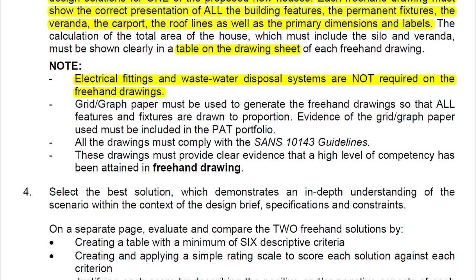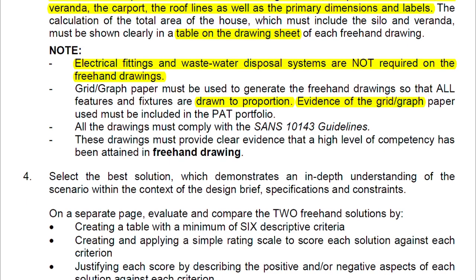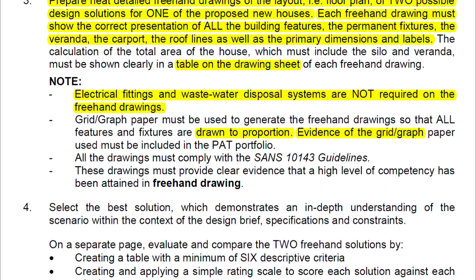Grid graph paper must be used to generate the freehand drawing so that all features and fixtures are drawn to proportion. And I've again said to my learners, put that grid paper below a clear A3 white paper, and that will shine through enough for you to be able to keep it in grid proportion. And you can just add that as evidence at the back of your portfolio. All the drawings must comply with SANS. That's similar to what they've said here, just in a shorter sentence.